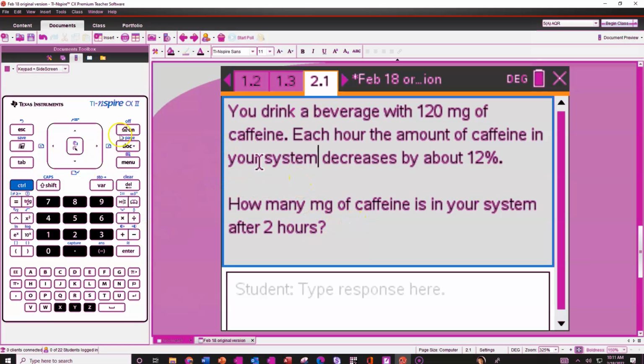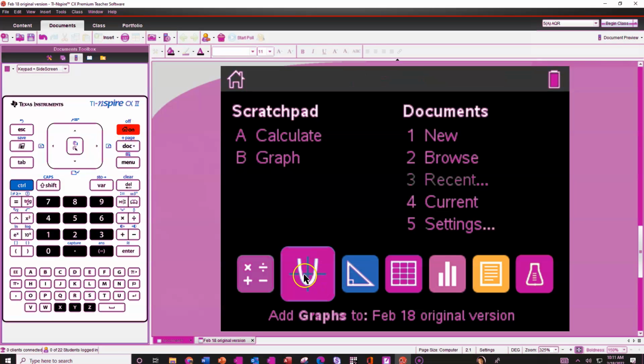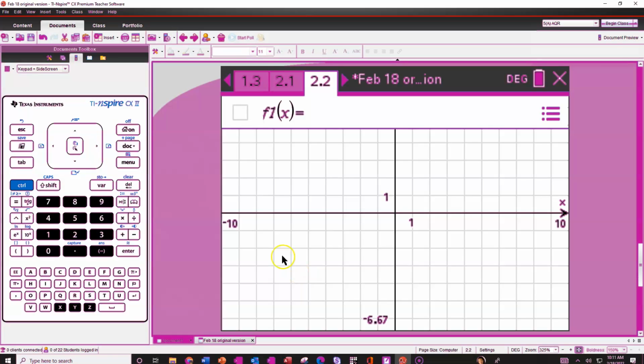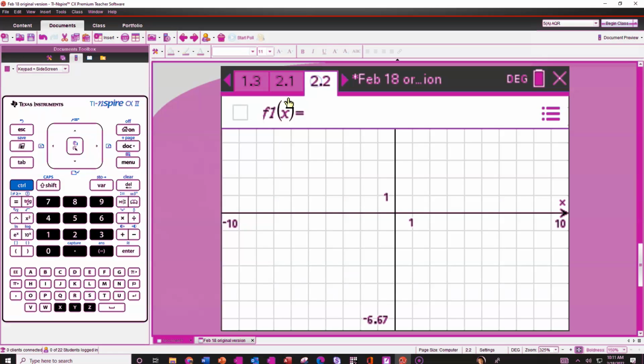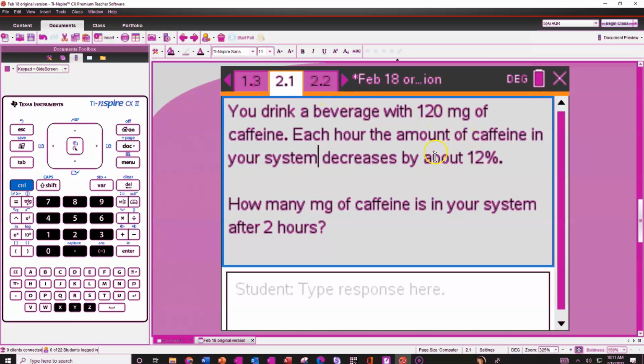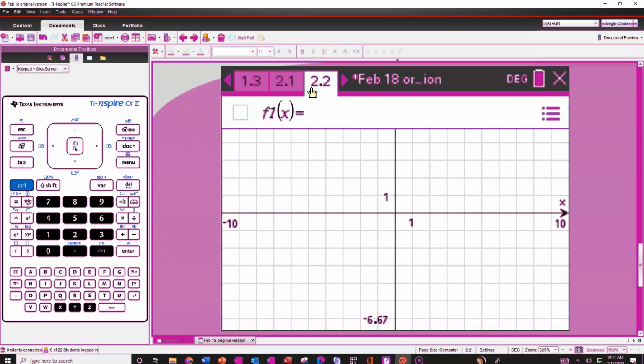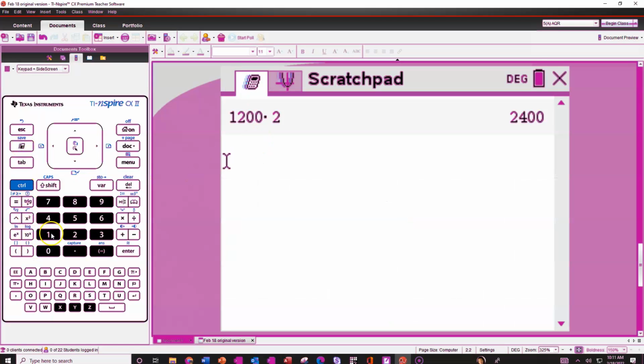Well, let's go to the home screen and put this equation in. All right, let's go to graphs and look at it again. We started with 120 milligrams, so that's going to be our y-intercept. Let's figure out what our rate is. It is decreasing about 12%.